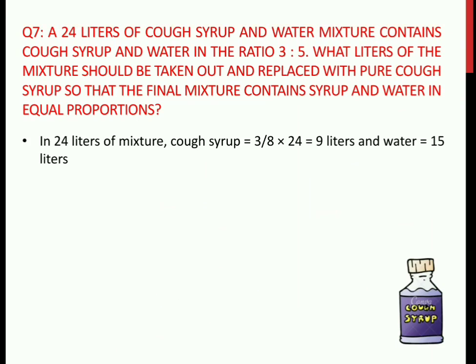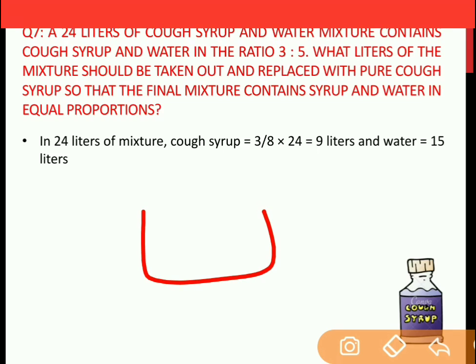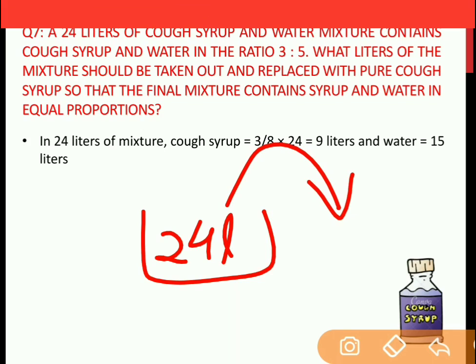So from the given quantities, we have cough syrup as 9 liters and water as 15 liters in the mixture of 24 liters. Now, what quantity of the mixture? If this is a mixture of 24 liters, then a certain quantity of mixture is taken out. Let's say this is y liters of mixture which is taken out.